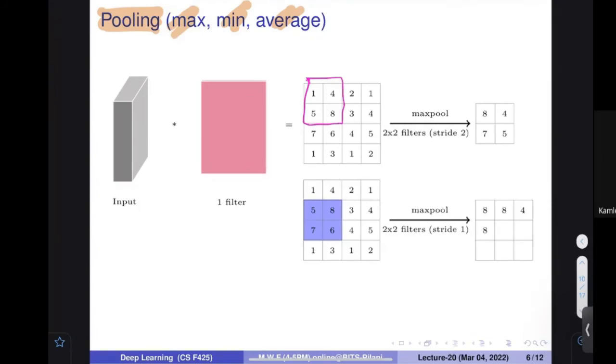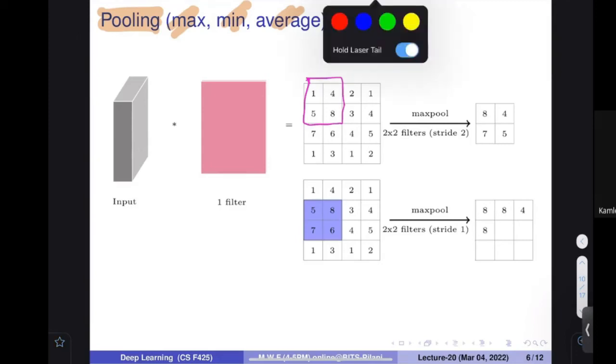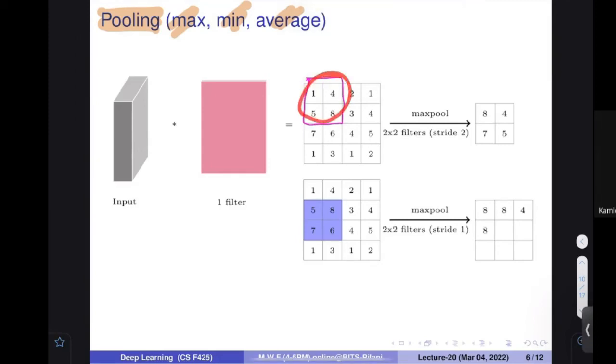So what is the most important thing? If you want to use, you have to use the maximum one. So I'm going to apply a 2 cross 2 filter, and I'm telling that I'm going to do the pooling. If it is a maximum pooling, I give it another name called max pooling. By yourself you can tell that in this particular area, what is the maximum value? The maximum value is 8.